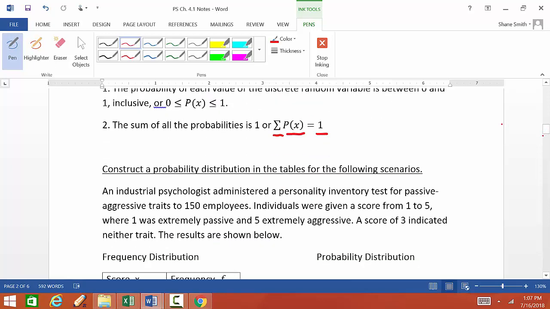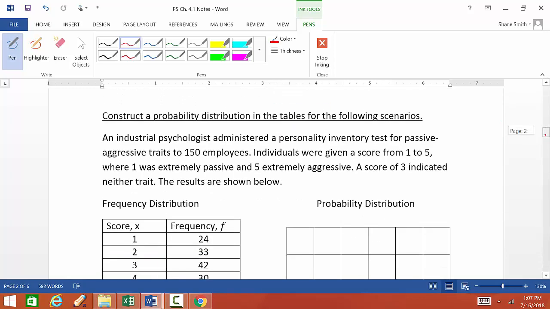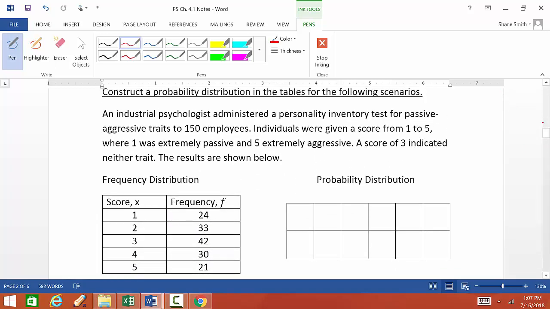So let's create a probability distribution using the next example, and we'll see that it uses both of these properties. An industrial psychologist administered a personality inventory test for passive-aggressive traits to 150 employees. Individuals were given a score from 1 to 5, where 1 was extremely passive, 5 extremely aggressive. A score of 3 indicated neither trait. The results are shown below. So we have the score and the frequency, and for a probability distribution, I list the random variable x, which is the score, and the probability of getting that score.